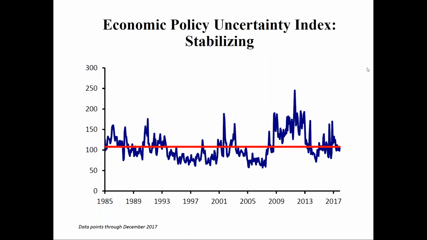You see the red is the average, and it has normalized after being high really through the end of the Bush administration and almost all of the Obama administration. And then again, prior to the election, it got very high, not surprisingly. Right now, it's right around average. Uncertainty about policies and the rules of the game are the enemy of growth.